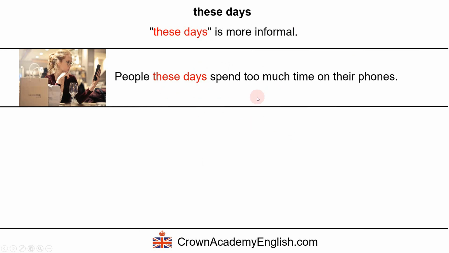People these days spend too much time on their phones. So this implies that perhaps in the past, people didn't spend too much time on their phones. In the past, people didn't have smartphones. But now, in the present, everyone has a smartphone, and people these days spend too much time on them. Okay? So we're making an implied comparison with the past.